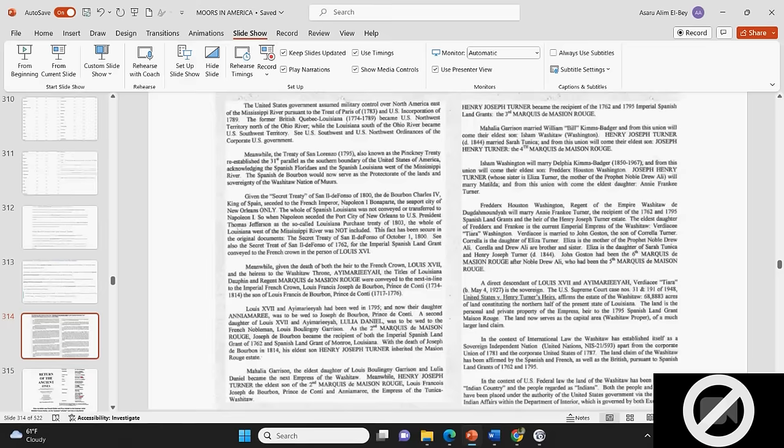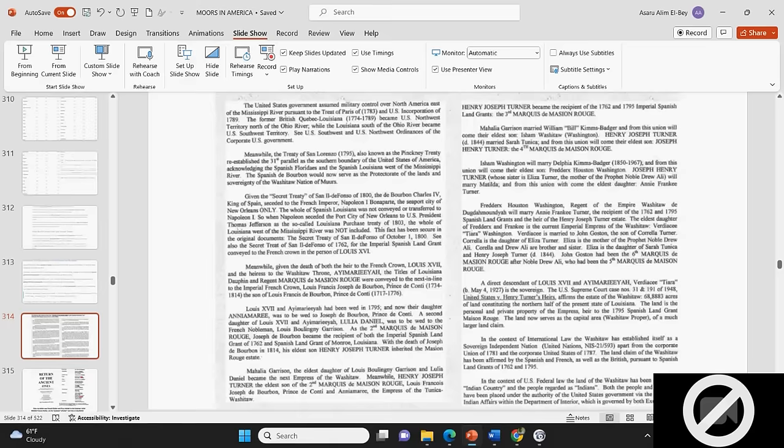John Gaston had been the sixth Marquis de Maison Rouge after Noble Drew Ali, who had been the fifth Marquis de Maison Rouge. A direct descendant of Louis the 17th, Annie Maria Verdiasi Tierra, born May 4th, 1927, is the sovereign. United States court case number 31 and 191 of 1848, United States versus the Henry Turner heirs, confirmed the estate of the Washoe, 68,883 acres of land constituting the northern half of the present state of Louisiana.